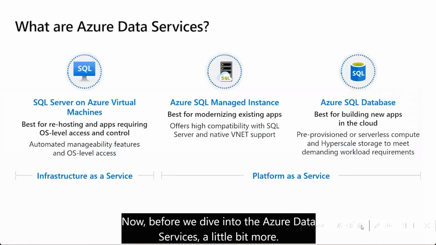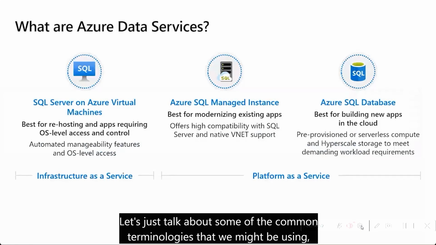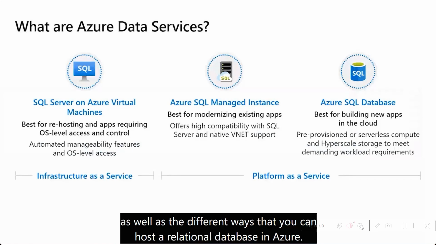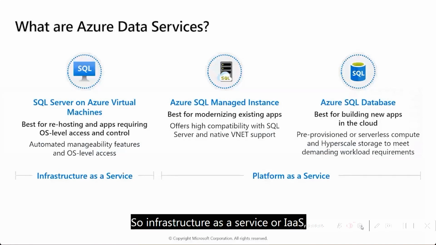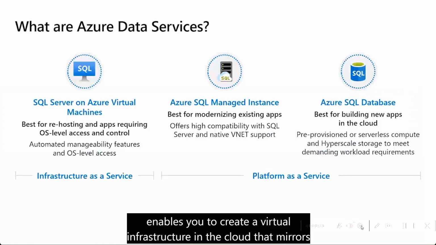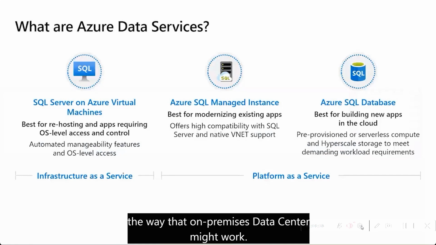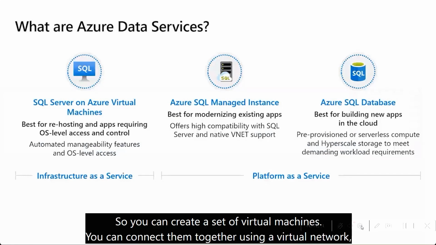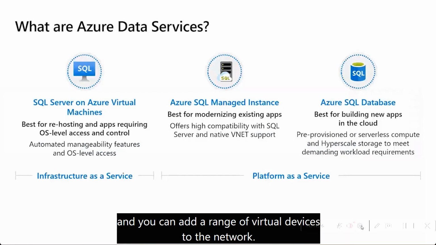Now, before we dive into the Azure Data Services a little bit more, let's just talk about some of the common terminologies that we might be using, as well as the different ways that you can host a relational database in Azure. So, Infrastructure as a Service, or IaaS, generally describes services where Azure enables you to create a virtual infrastructure in the cloud that mirrors the way that an on-premises data center might work. So you can create a set of virtual machines, you can connect them together using a virtual network, and you can add a range of virtual devices to the network.